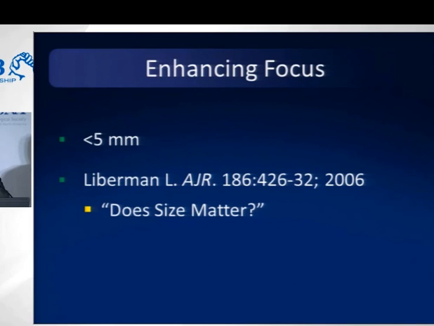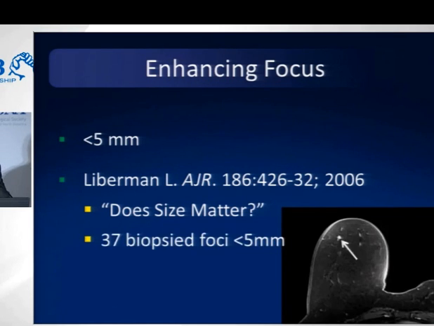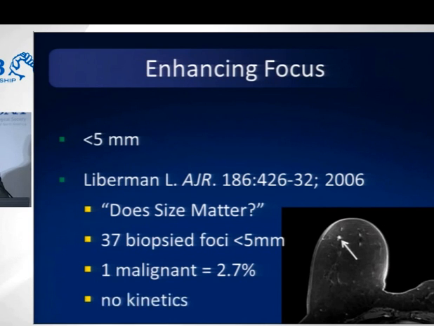One of the first studies on the focus was done by Dr. Lieberman in her provocatively titled article, Does Size Matter?, where she looked at 37 foci that they biopsied. Again, they didn't biopsy all foci. These were just the 37 that they biopsied for one reason or another. So 37 foci that were biopsied, one of which was malignant at about 2.7%. So that's right in that 2% range that we accept for probably benign lesions. And most people would accept slightly higher than 2% for MRI.